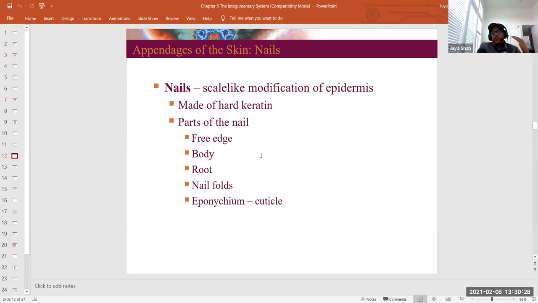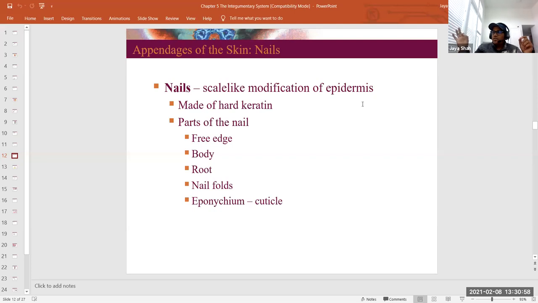Appendages of the skin. Do you know what the appendages of the skin are? You have skin, and in the skin you have nails, hair, and some glands. So let's talk about nails. As I said, nails are scale-like modifications of the epidermis. When a stratified squamous epithelium extends outside and becomes hard keratin, we call it a nail.